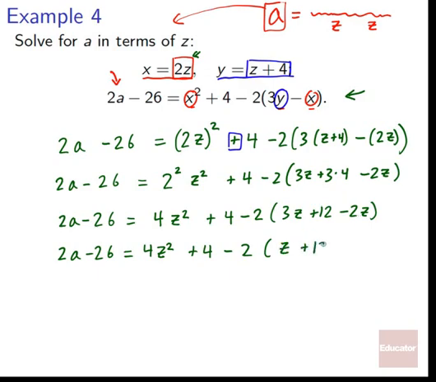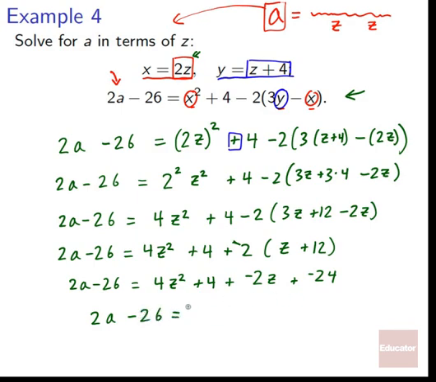We can now distribute this minus 2. 2a minus 26 equals 4z squared plus 4. We distribute the minus 2, so remember it's plus a negative 2. So we get plus negative 2z plus negative 24. Now we're in a position to be able to keep simplifying the right side to its most fundamental level, equals 4z squared. We don't have any other z squared, so it's just 4z squared, plus 4, well, let's put our constants at the very end. So we'll go to plus negative 2z, so minus 2z, and 4 plus negative 24 becomes minus 20.